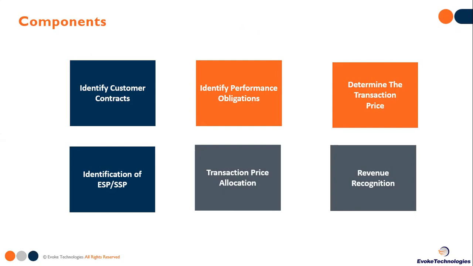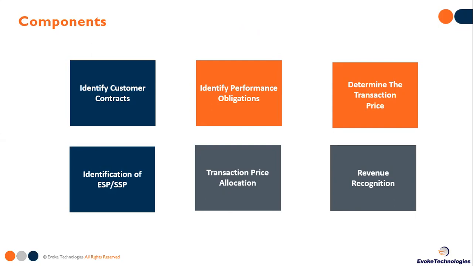Next is the ESP, SSP. The system provides FBDA templates for uploading the standalone selling prices. And apart from that, there is an option to configure the ESP based on various parameters like based on item, based on the customer, and based on other factors, so that the ESP value will get derived automatically once the contract is imported in the revenue management module.